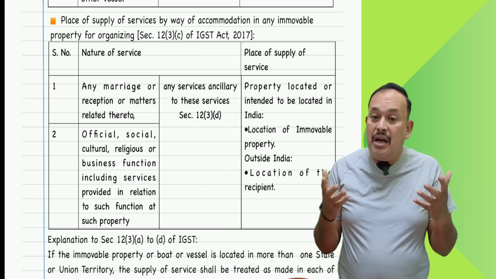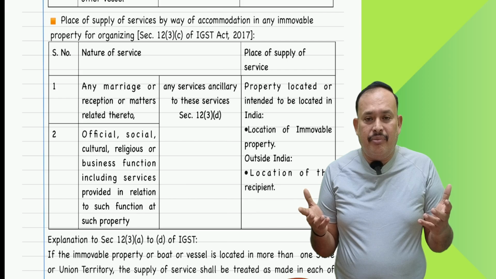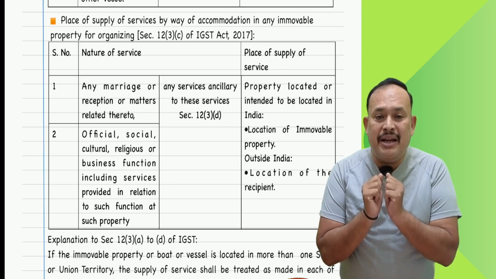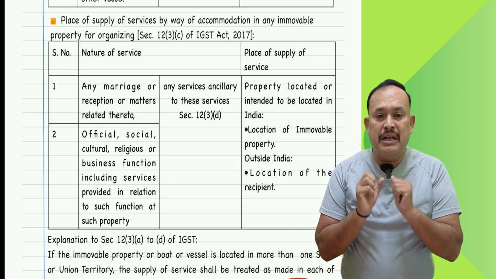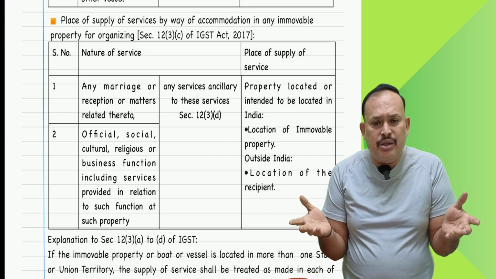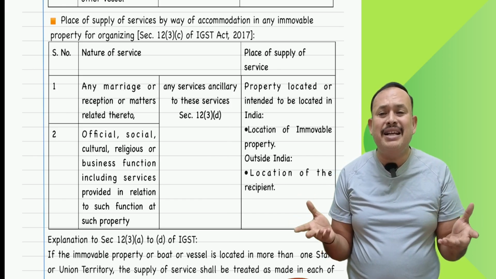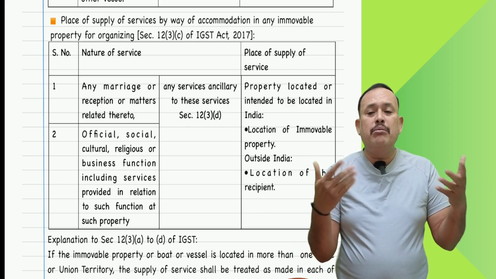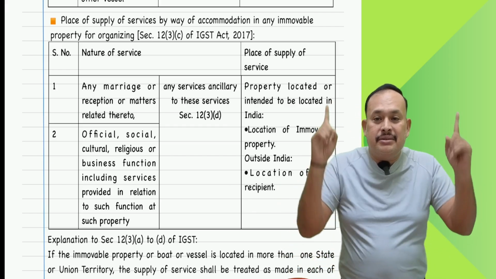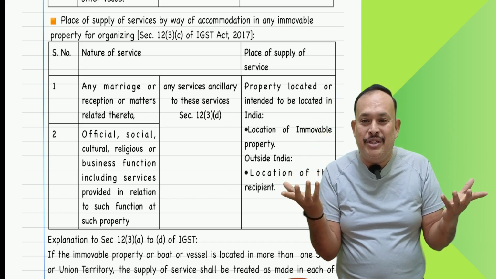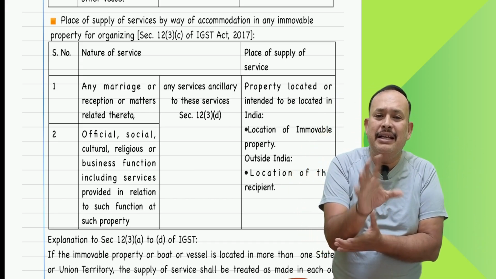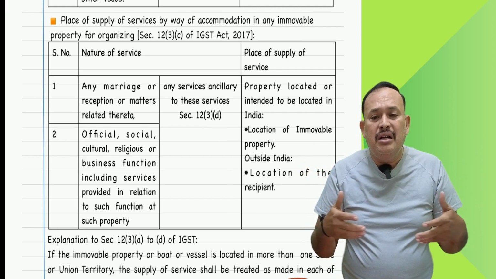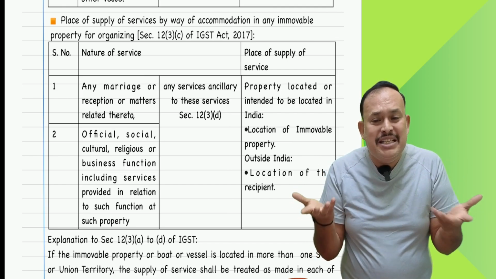Services by way of accommodation in any immovable property for organizing marriage function, reception function, matters relating thereto or ancillary thereto. What is ancillary? For a marriage hall: decoration, providing mic, DJ, music and all are ancillary in a particular marriage hall, where the hall is given for a marriage function, which is immovable property.